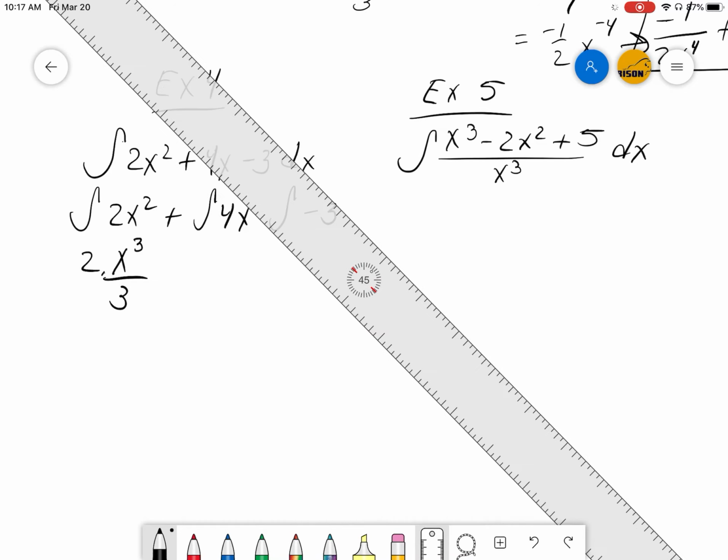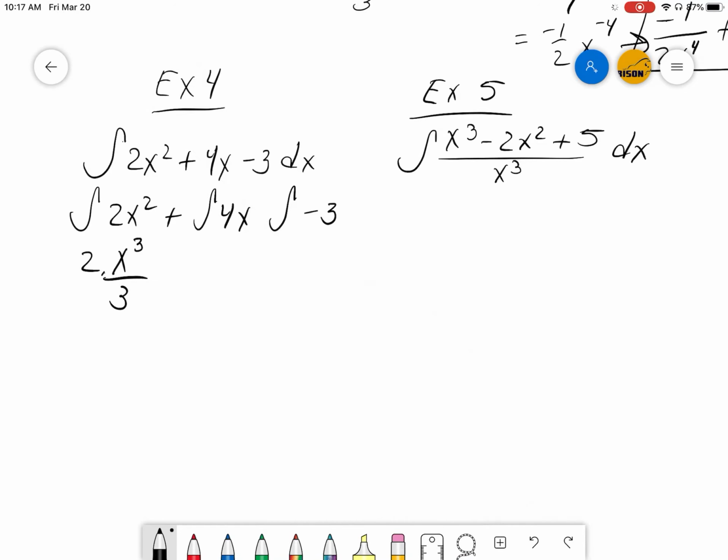4x, 4 is really riding along here. So I've got 4, and then I would be multiplying by whatever the integral of x is, which is add 1 to the exponent and then divide by it. So adding 1 to 1 would be 2, so this is x squared divided by 2. Again, we'll make it look better in a second.